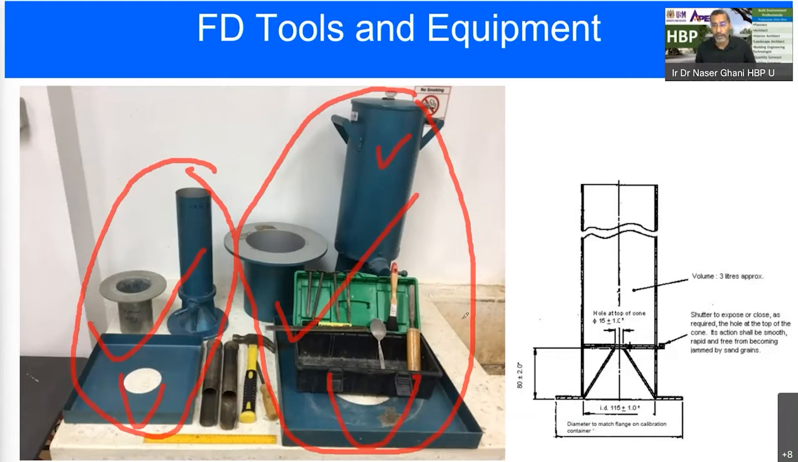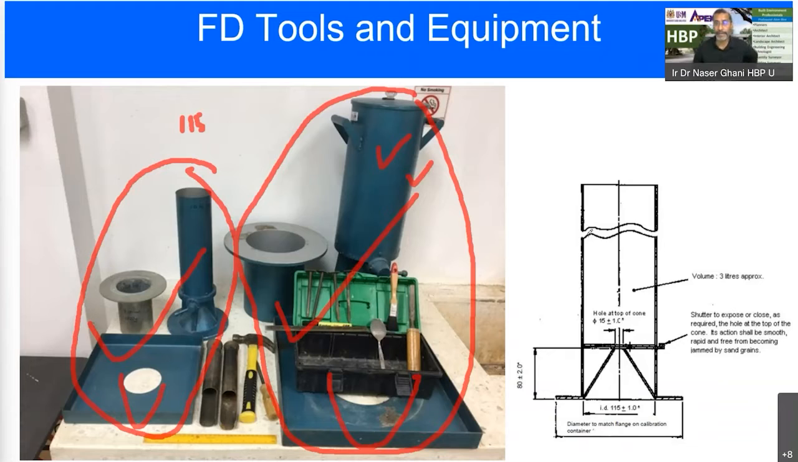For the soil, the diameter is only 115, right? 115. This is bigger. This is bigger. That means we use different sand replacement tools for soil and for larger particles like crusher run.